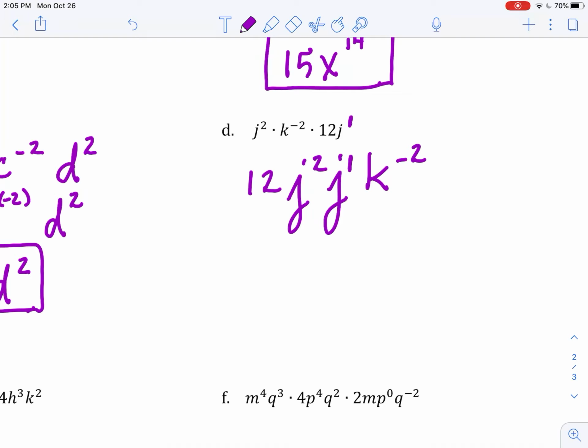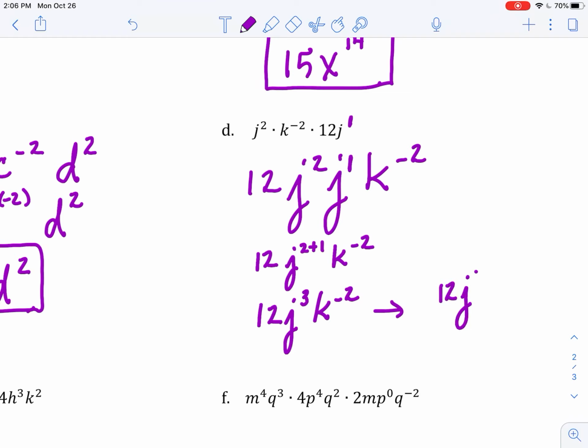So if we add those two up, we'd have 12j, we'd have 2 plus 1, k to the -2. That would give us 12j to the 3rd, k to the -2. And you might say, well, I combined everything, I should be done. But there's this rule in math that says anything that has a negative exponent should be moved. So we're going to have to create a denominator and leave the 12j to the 3rd at the top. Create a denominator so the k to the -2 can become k to the +2.